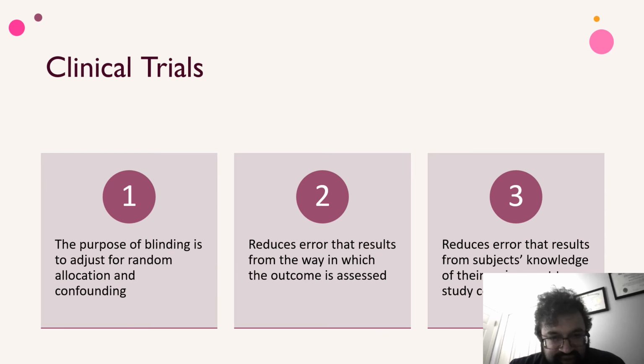Here the clinical trials are important to understand. The purpose of blinding is to address random adjustment and confounding, but you can also see it reducing error that results from the way in which the outcome is assessed. That's another reason: the outcome is not influenced by anything else. It's getting rid of confounding and reducing error that results from the subject's knowledge. For instance, if you have recall bias or social desirability bias or many of these biases, then you can study clinical trials more.